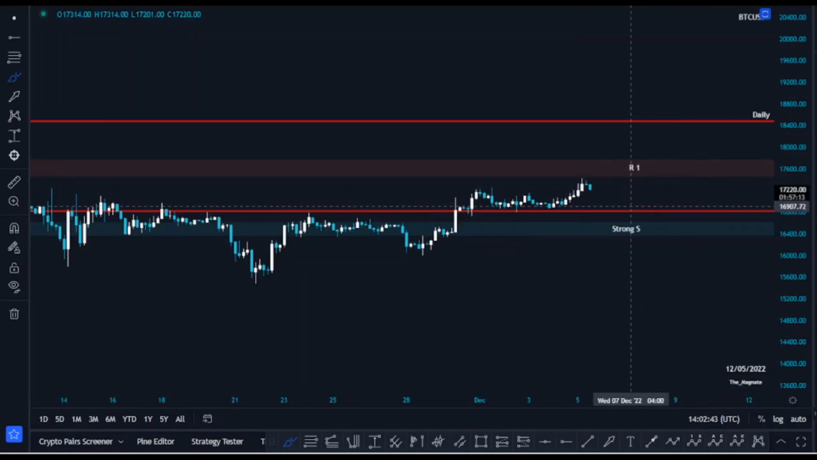So at the moment, as I said, based on a 2-hour as well as the 4-hour time frame, 16,700 and 800 levels are extremely important in the first place. If we're going to lose this level, which at the moment I'm not giving too much weight, the next level is going to be this strong support level.